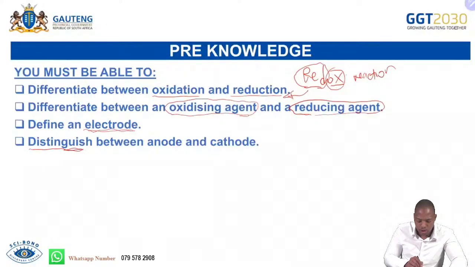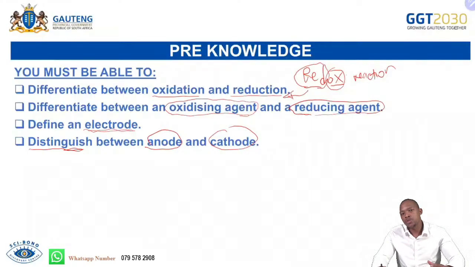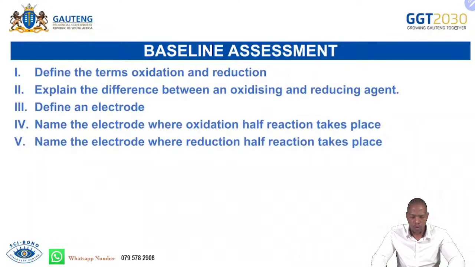Then lastly, we expect that you should be able to distinguish between an anode and a cathode. So all of these things are related: oxidation, reduction, anode, cathode, electrode, oxidizing agent, reducing agent. When you know one, you should be able to know the others. But just to ascertain whether these things are known by you, grade 12, we're going to give you a few questions that we expect you'll be able to answer quickly, without even us stopping.